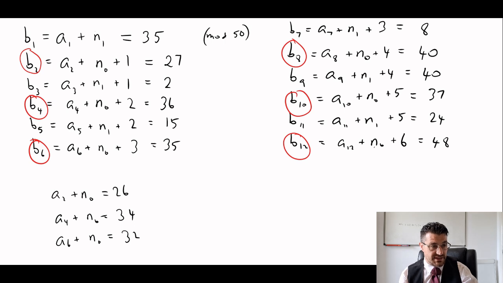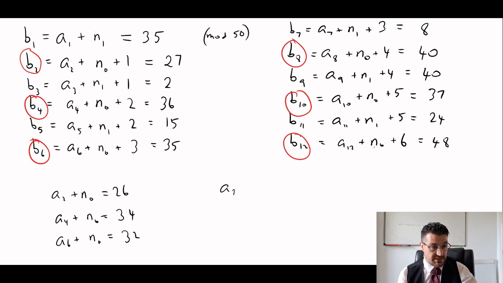So all I'm doing here is, let's say I take the equation corresponding to B6, which is A6 plus N0 plus 3 equals 35. All I'm doing is just subtracting 3 from each side of this. And that's giving me this equation here: A6 plus N0 is equal to 32. So I'm just doing that for all of the even subscripts. I don't know why I chose to concentrate on even subscripts. I just did.